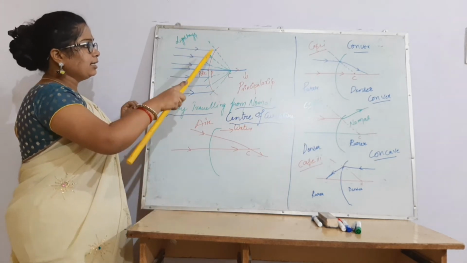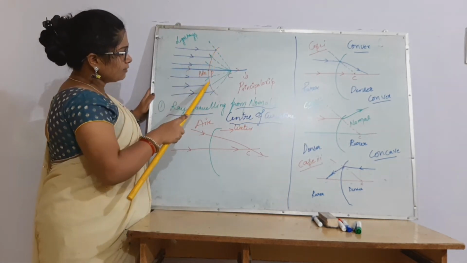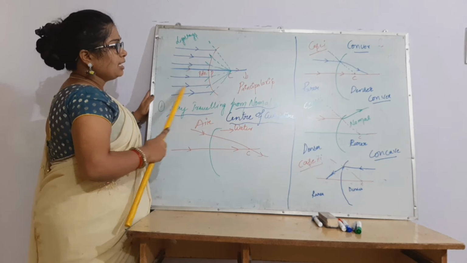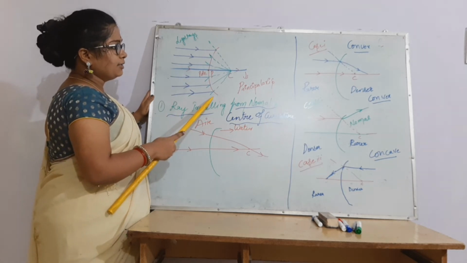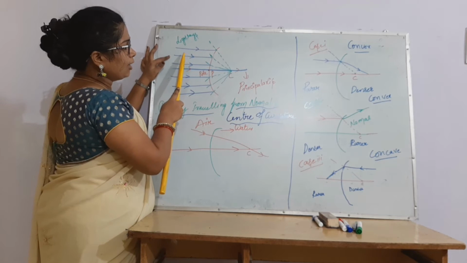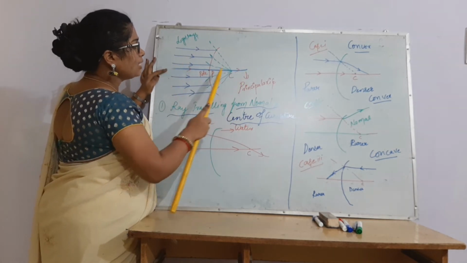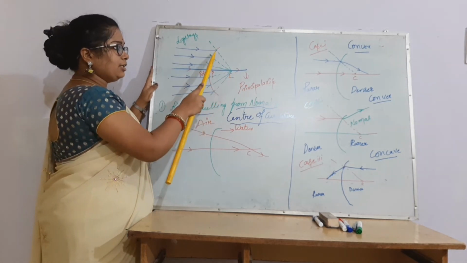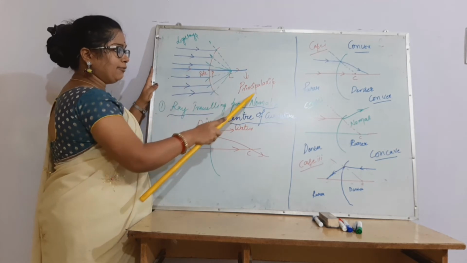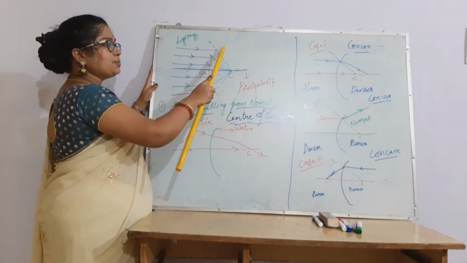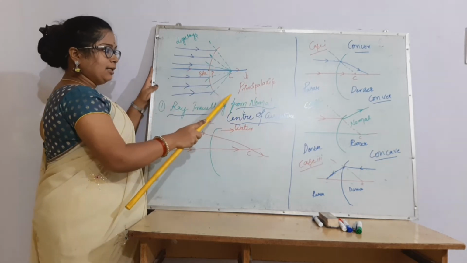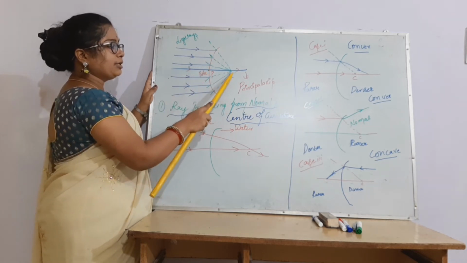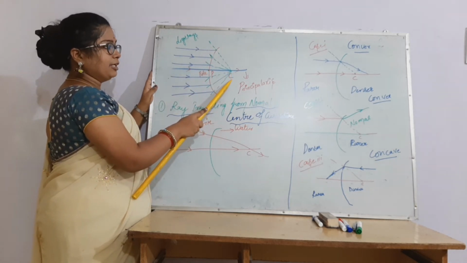So, this is the curved surface, and these are the light rays falling on this curved surface. So what happens? This is C, the center of curvature. What is the center of curvature? From the spherical mirror I have taken this curved surface, isn't it? So the center of the spherical mirror is nothing but your center of curvature.